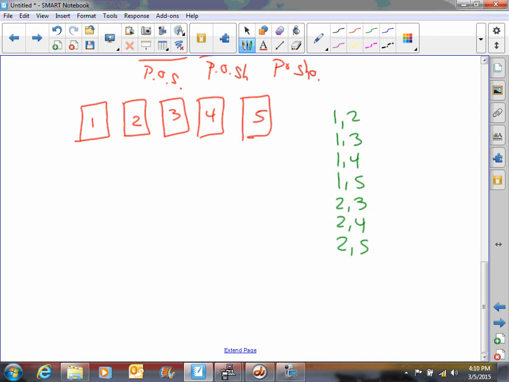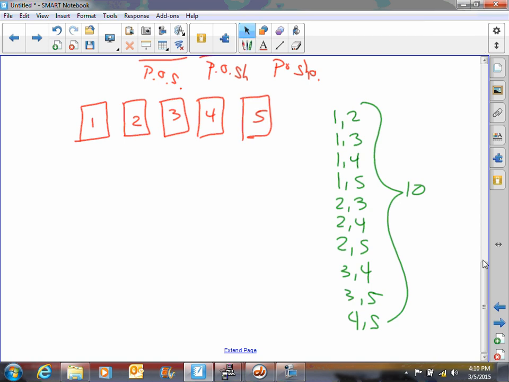And then we're not going to do 3 and 1 and 3 and 2 because we already have those if we don't care about the order. But 3 and 4, and then 3 and 5, and then finally 4 and 5. Now that's 1, 2, 3, 4, 5, 6, 7, 8, 9, 10 different groups of 2 cards that you can take from this deck of 5 cards.